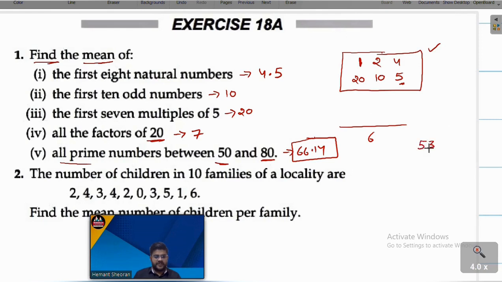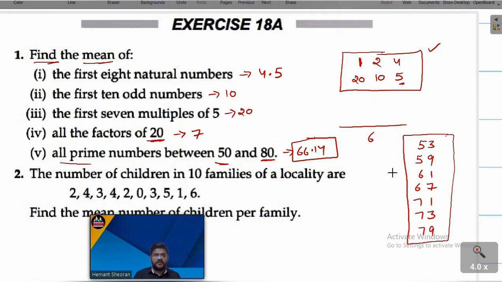Oh yeah. 53 is a prime number, 59 is a prime number, 61 is a prime number, and after this 67 will be the prime number. After this 71 will be the prime number, then 73 will be the prime number, and I think the last one is 79. These are the prime numbers that you need to take. And if you miss out or add something extra to it, your answer will be wrong.